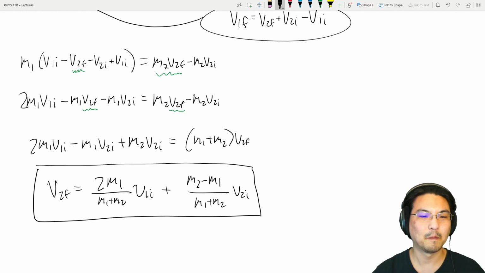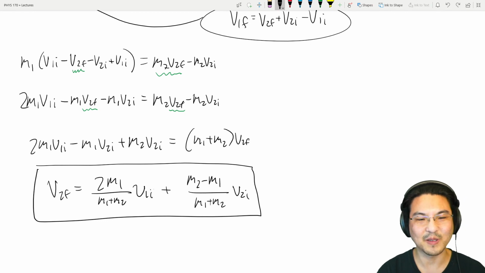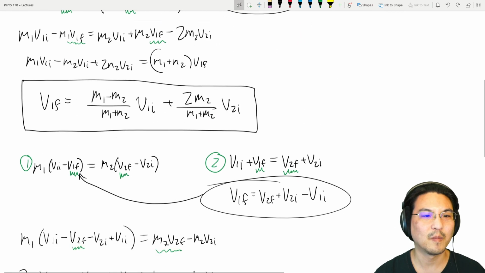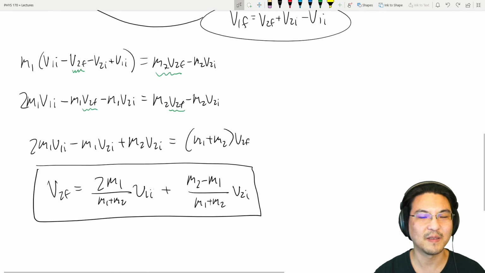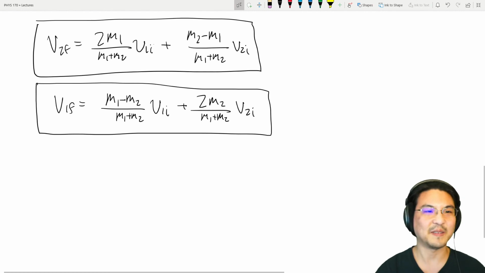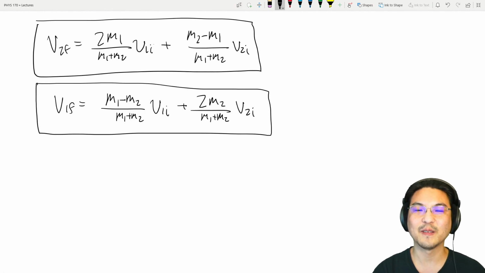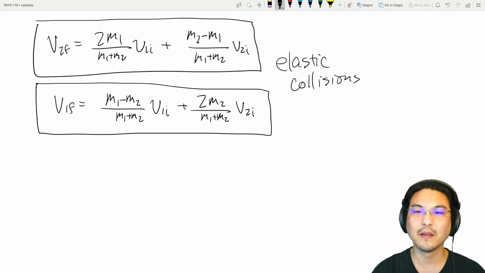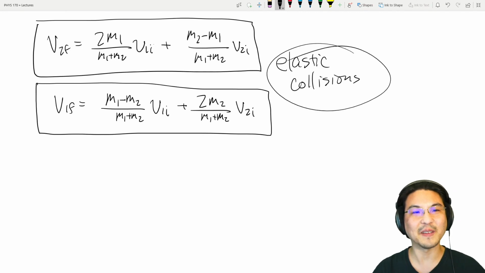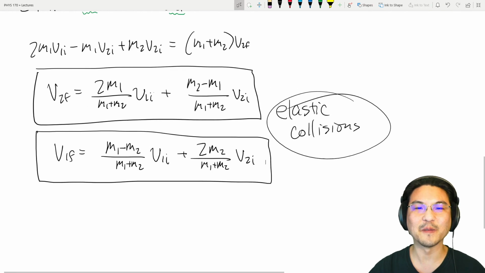Okay, so again, the final velocity is a function of the initials plus all the masses. Okay, let me just put them together on the same screen. Okay, so it looks like this. And again, this is only for elastic collisions. Specifically.